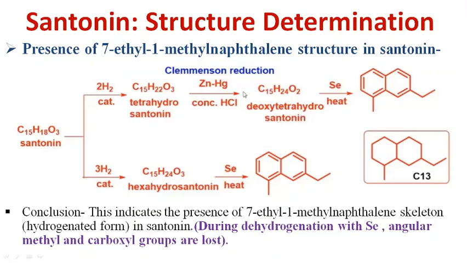deoxy-tetrahydrosantonin. That means the carbonyl group is converted into a CH2 group. On selenium dehydrogenation, it yields this type of hydrocarbon. The name is 7-ethyl 1-methyl naphthalene. This 7-ethyl 1-methyl naphthalene is also obtained from another route.